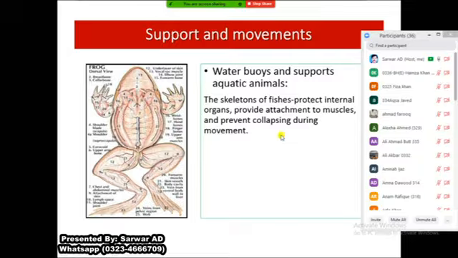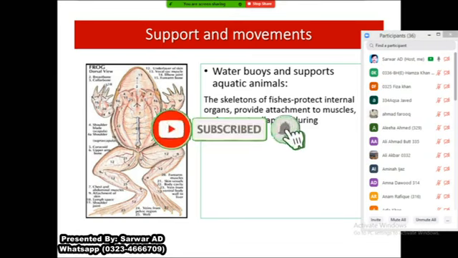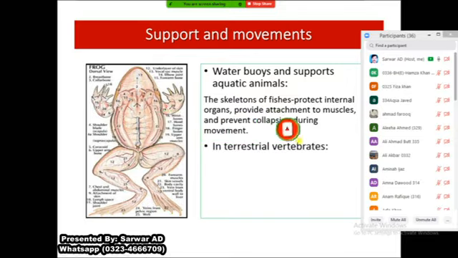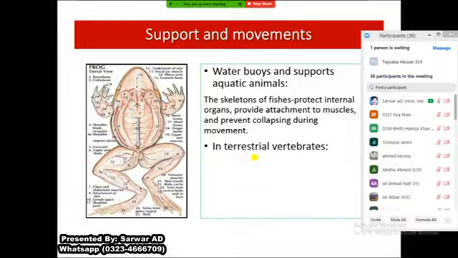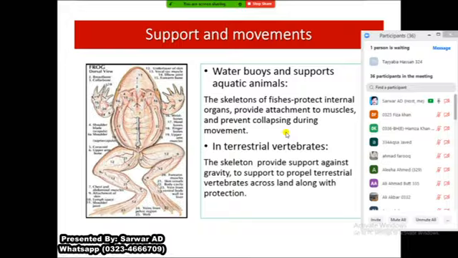Any organism while moving needs a very solid body support, so its body shouldn't collapse due to external or internal pressures or movement. In terrestrial vertebrates, this is the comparison chart, or you can say the comparison between organisms living in water bodies and those on terrestrial habitat or land.